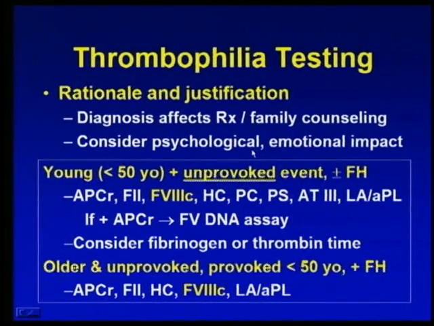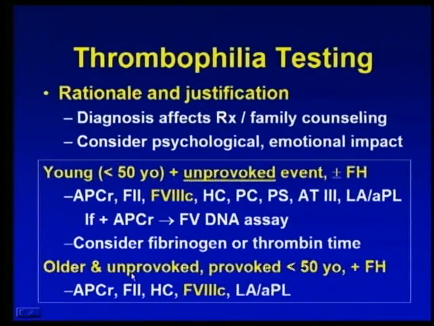I've listed here what I think, and many experts think, is a reasonable approach to doing thrombophilia testing, including antiphospholipid antibody testing. In a young individual who has an unprovoked thromboembolic event, particularly if they have a family history, I think it's worthwhile to screen for all of these familial disorders as abbreviated here. Yes, we'll spend $1,000, $1,200 in doing this, but in this high-risk situation, particularly with family counseling implications, I certainly think that it's justified.